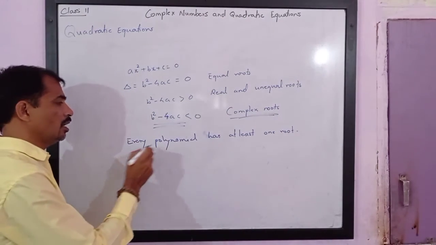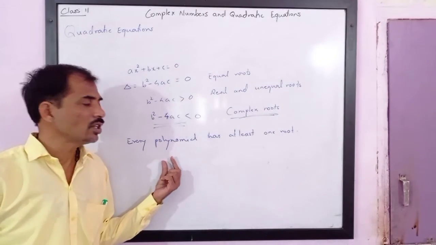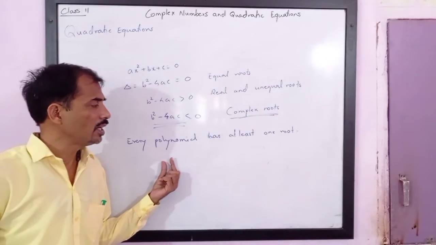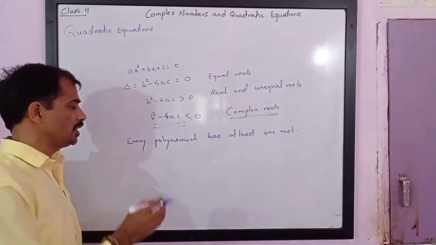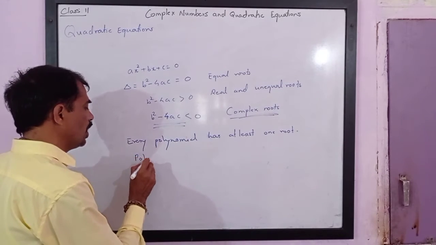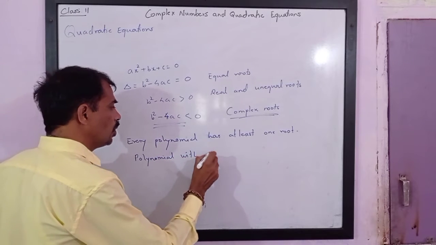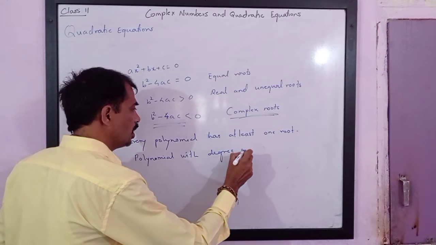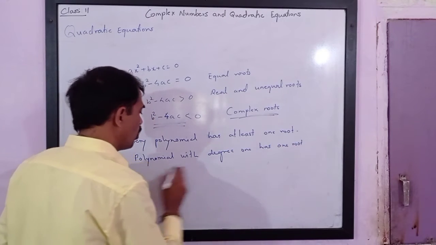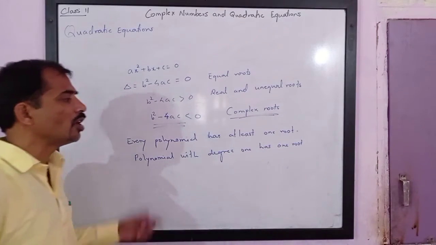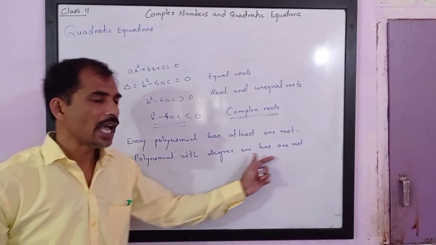And if it is a linear polynomial, meaning it is of degree 1, then it has one root. So please try to understand. A polynomial with degree 1 has one root. A polynomial with degree 2 has two roots. A polynomial with degree 3 has three roots. A polynomial of degree 4 has four roots.